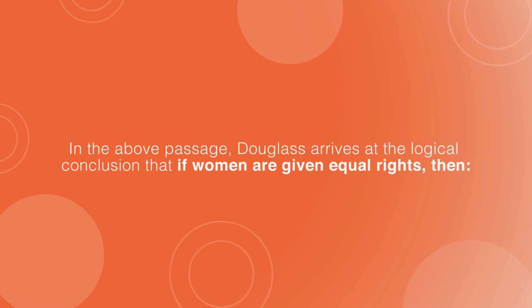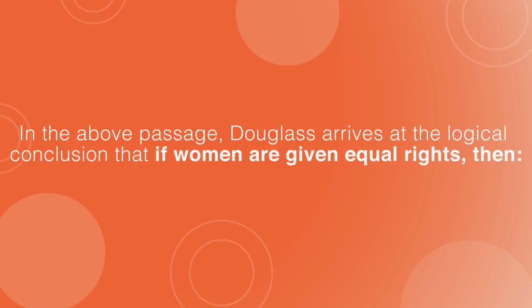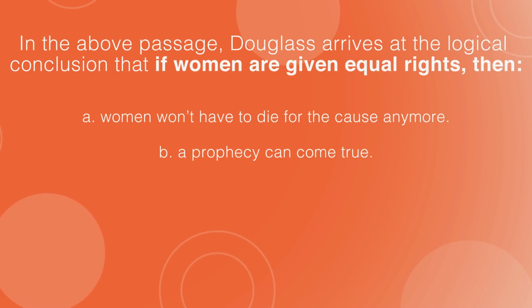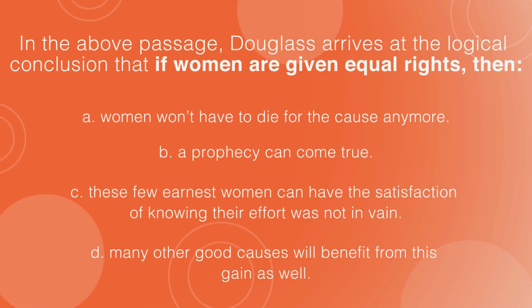Wonderful passage. Let's look at a few questions on this particular passage. In the above passage, Douglass arrives at the logical conclusion that if women are given equal rights, then women won't have to die for the cause anymore, a prophecy can come true, these few earnest women can have all the satisfaction knowing their effort was not in vain, many other good causes will benefit from this gain as well. Now you might be confused because all those ideas were kind of represented in the passage, so how do you pick out the best one?